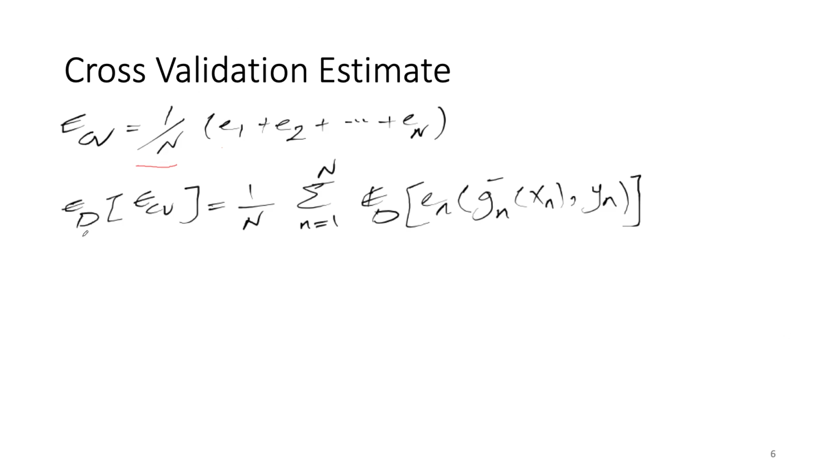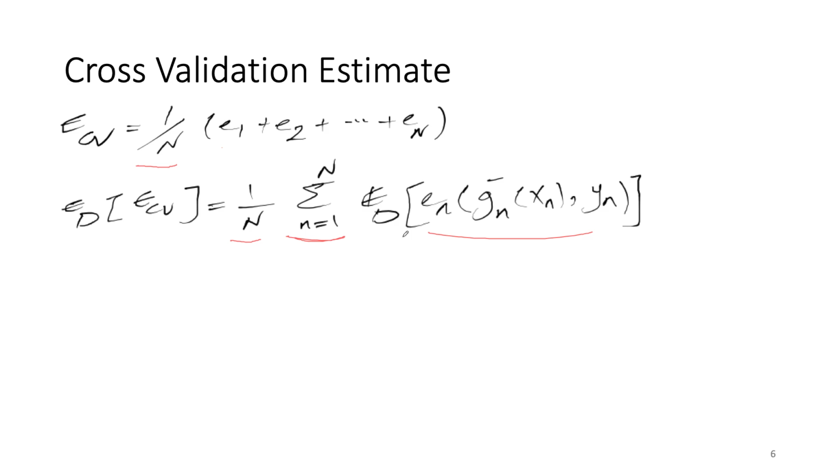Thus, the expected value over D of E_CV would be, again, 1 over n of the previous value. So you have n times repeated, because you're doing cross-validation n times, right? So you have to sum it up and then normalize it by n. That's why you have a summation over n and divided by n, right? The expected value over D of the pointwise error of each of those individual elements.